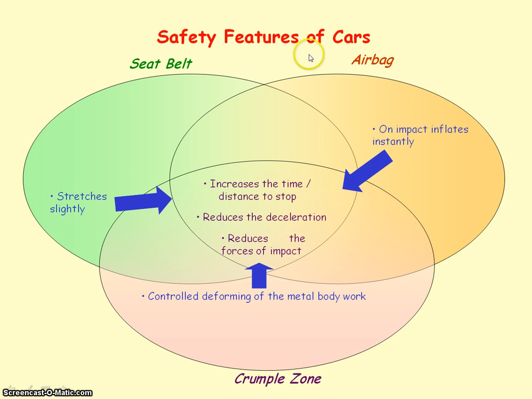So seatbelts, airbags and crumple zones all increase the time or distance it takes for the driver and passengers to stop, and so reduce the deceleration and hence the forces of impact, which makes it safer for the driver and passengers.